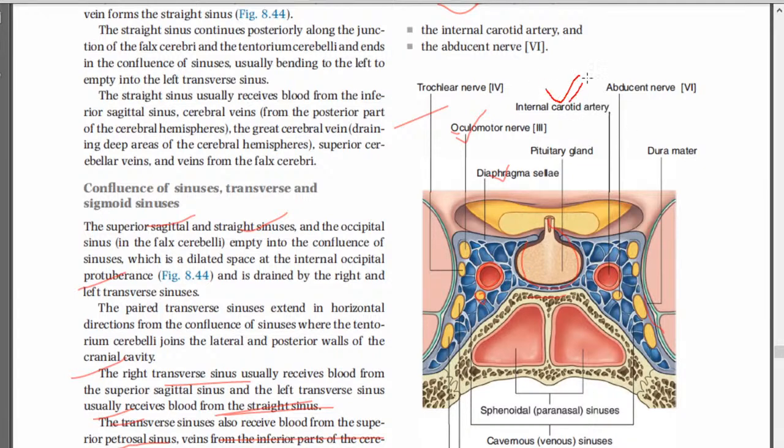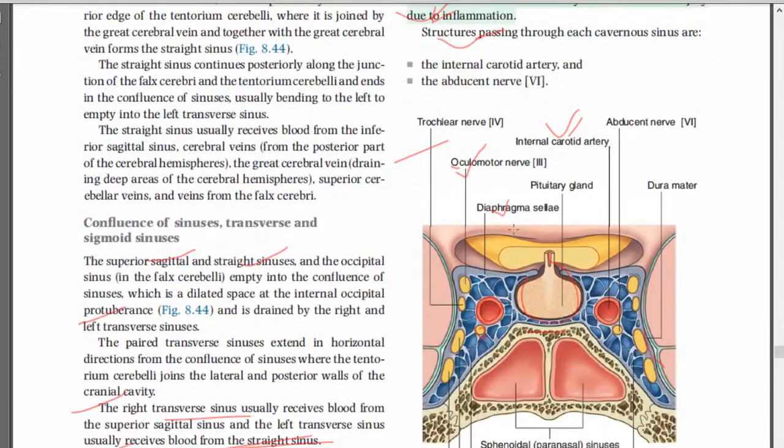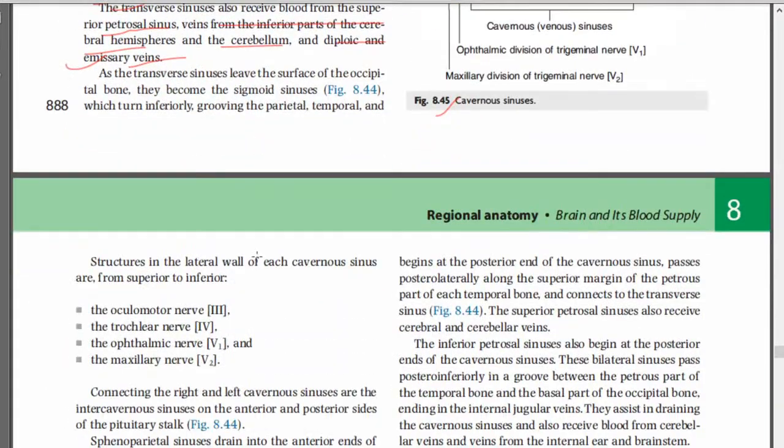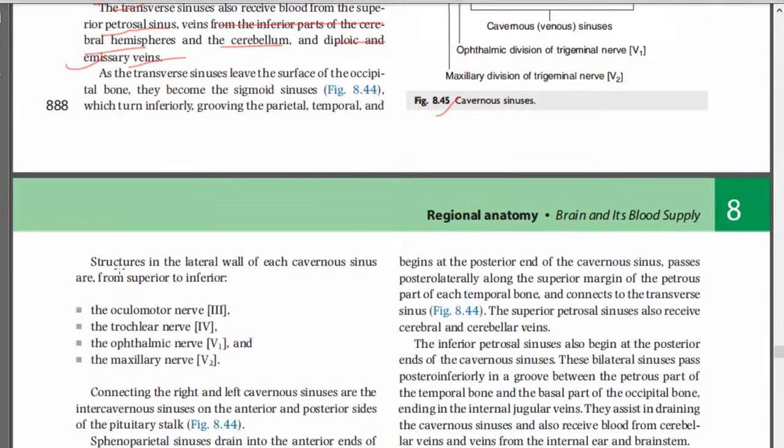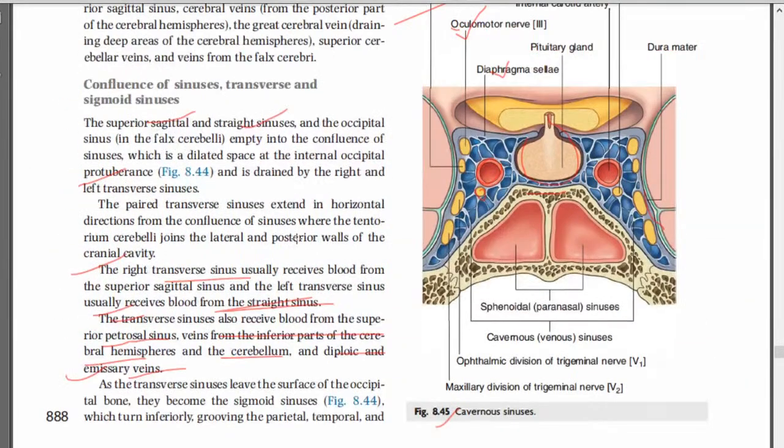Okay, the internal carotid artery and abducens nerve, as we can see from the figure, are passing through the sinus. The structures on the lateral wall of the sinus include the oculomotor nerve, trochlear nerve, ophthalmic nerve, and maxillary nerve, which are branches of the trigeminal nerve.